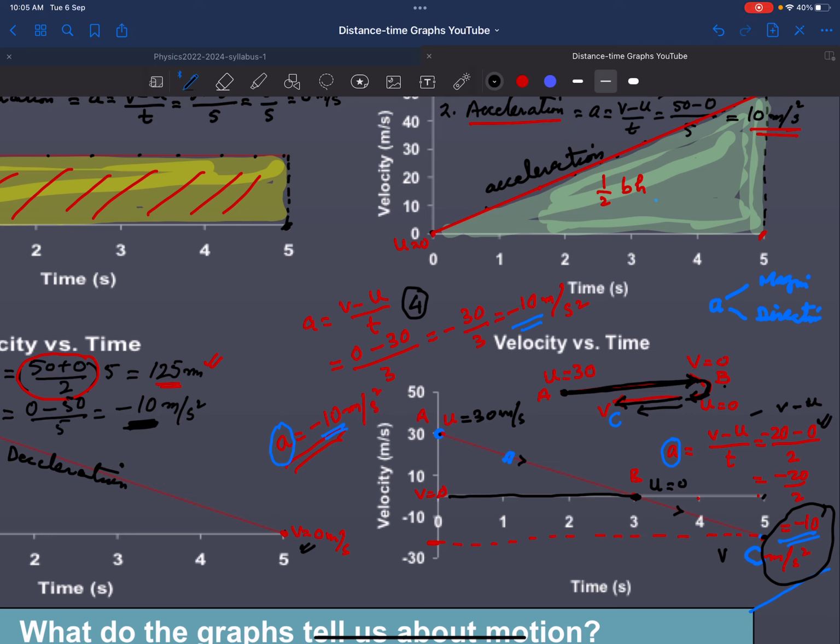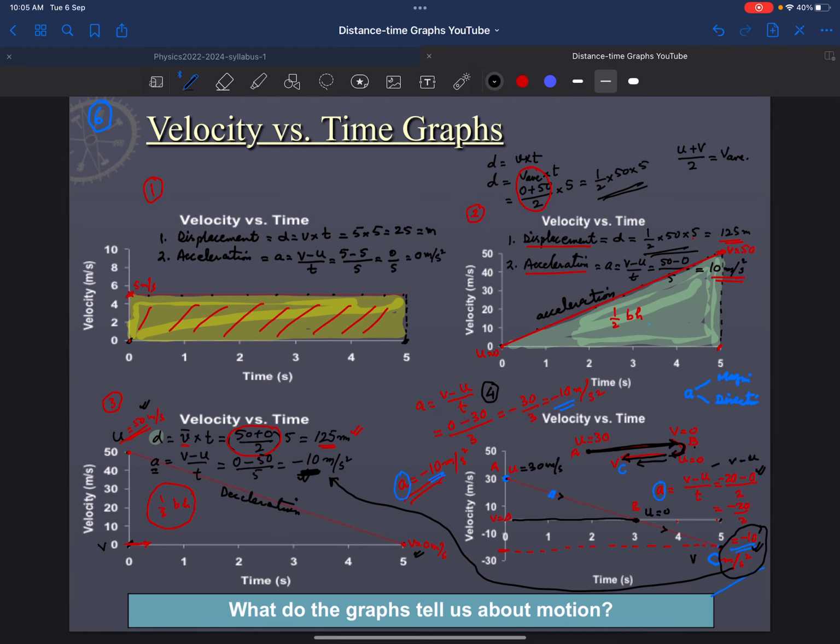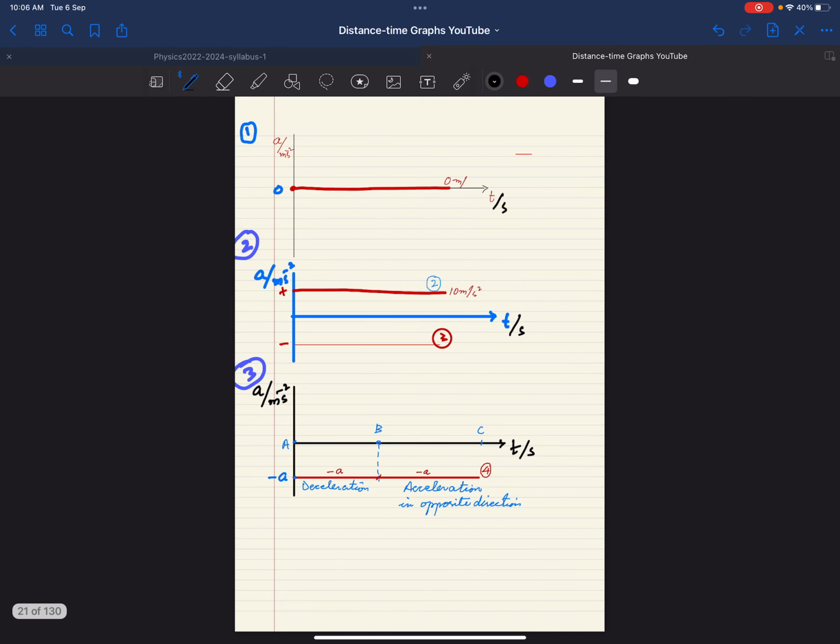But remember this thing, that this minus 10 meter per second square and this minus 10 meter per second square are not giving you the same information. This minus is telling you the acceleration is in the opposite direction, and this minus is showing you the decrease in the velocity. So this is very, very important, that when you draw the acceleration time graph, you have to consider all these facts.